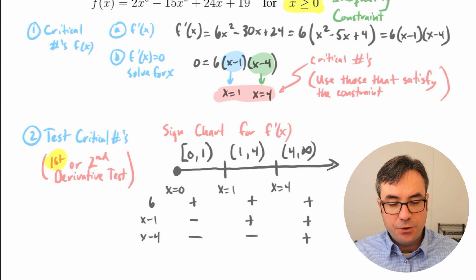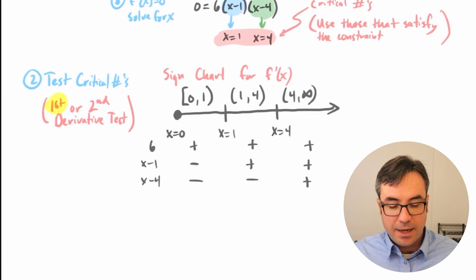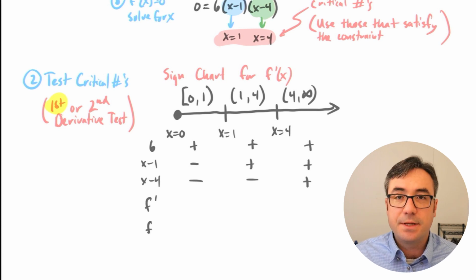And so since I used all the factors here for f prime, multiplying all these together is going to tell me what f prime is doing, and then that'll ultimately tell me what the original function is doing in terms of increase and decrease.